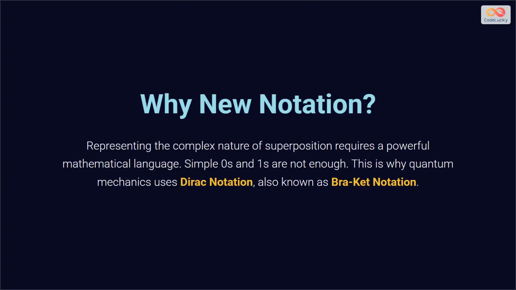Because qubits can be in this mixed state of superposition, our simple classical labels of 0 and 1 aren't enough to describe them accurately. We need a more powerful mathematical language to handle this complexity. This is where Dirac notation, named after the physicist Paul Dirac, comes into play. It's more commonly known as Bra Ket notation, and it's the standard language for quantum mechanics.